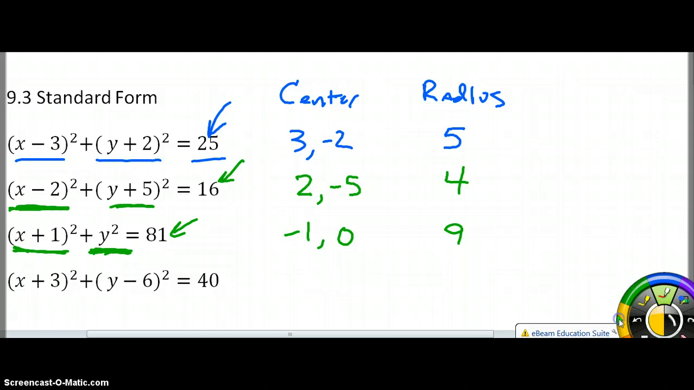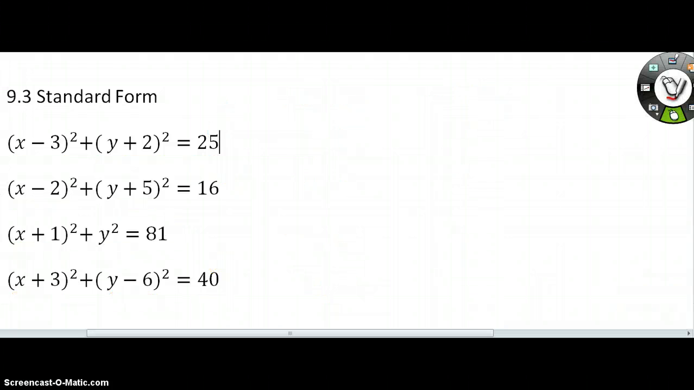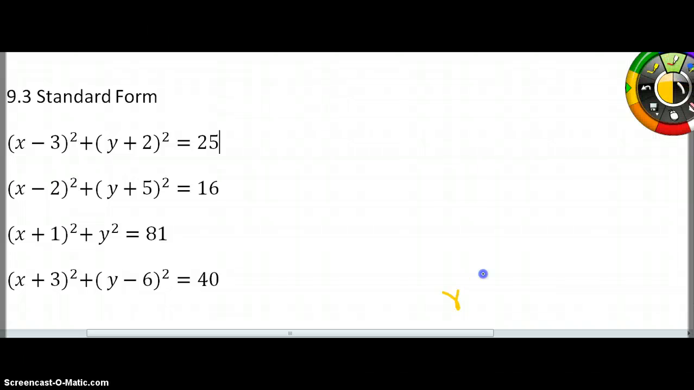So I think that those constitute a couple of special cases. Here again, we have the x coordinate, we have the y coordinate, and the radius is the square root of 40, and the square root of 40 is approximately 6.32.